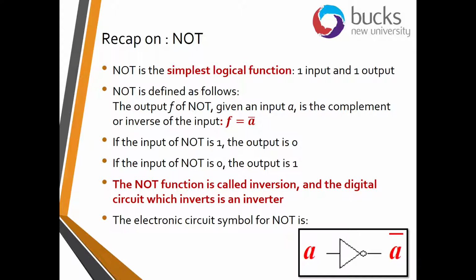So the electronic symbol for a NOT is a triangle, an actual triangle on its side, with a circle on the nose of the triangle, the end of the triangle there on the right hand side. So it's a triangle with a circle, and we have the input coming in from the left and going out of the right hand side of it.